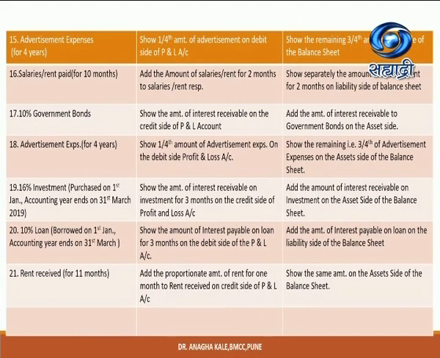Next is again salaries or rent paid. It is given in bracket for 10 months. Now we have discussed what is implied or hidden adjustment. This is going to be the hidden adjustment if it is given in the trial balance. So now we have to identify that the amount which is given in the trial balance is of the 10 months only. So for the remaining 2 months, the amount is not yet paid. So we have to consider that 2 months' amount is outstanding.